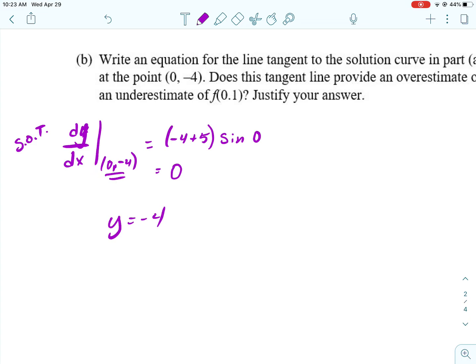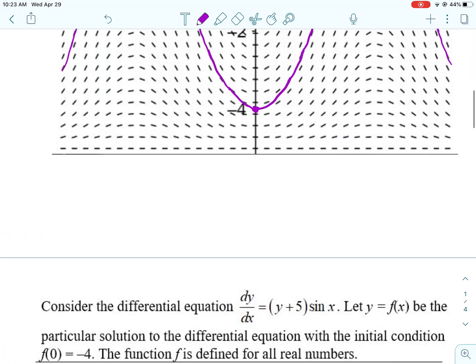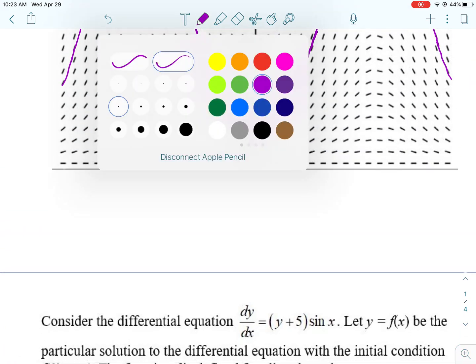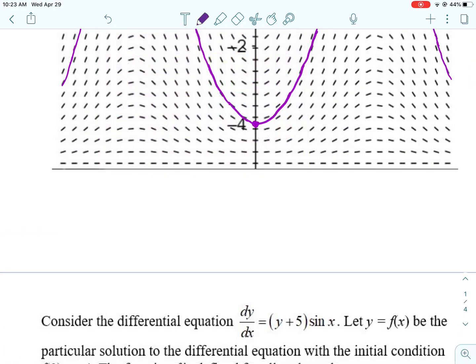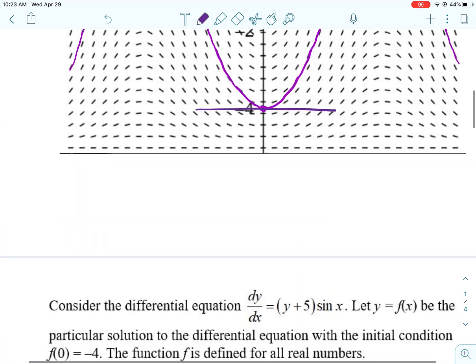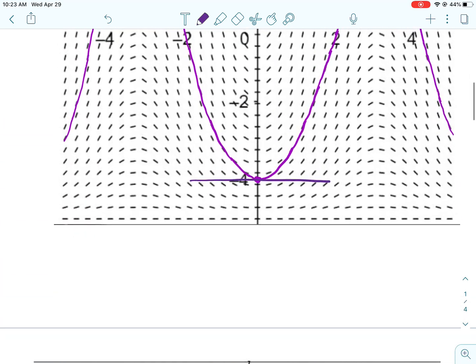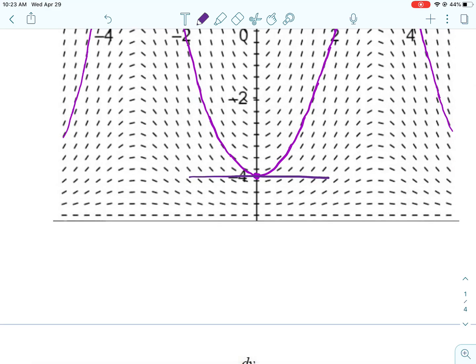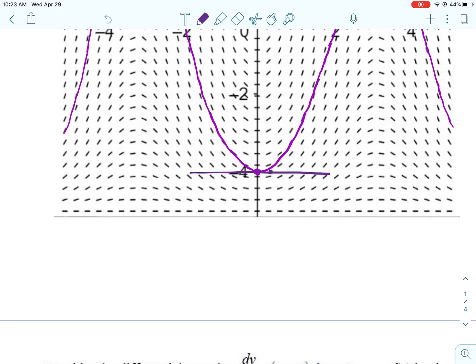A line with a slope of 0 is a horizontal line, and the horizontal line through the point 0, -4 is y equals -4. I kind of already knew that was going to happen, that this tangent line is just this horizontal line right here.